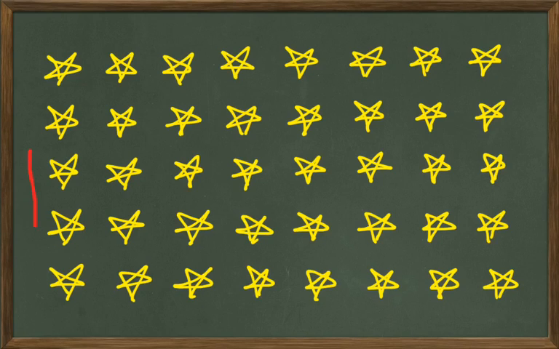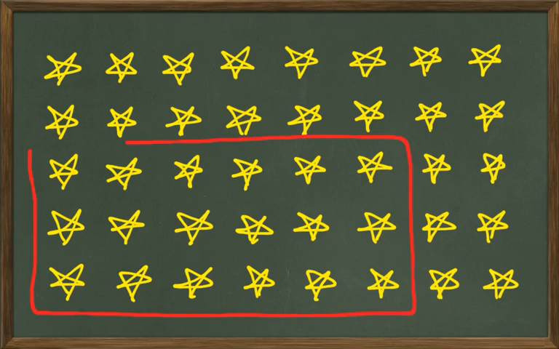How about if we draw a box around these? How many stars are inside that red box? 18. That one took a little bit more time to solve, but that's 18 stars inside that red box.